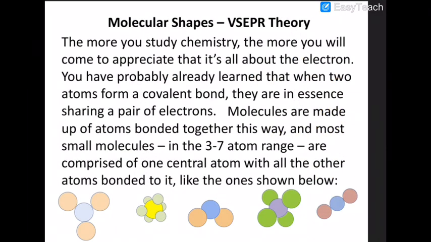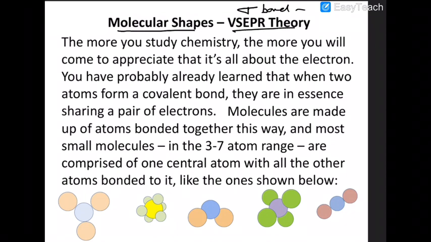Now next is about the molecular shapes. I already told you sigma bonds are directional bonds. If sigma bonds are directional bonds, they give a proper geometry to the overall compound.